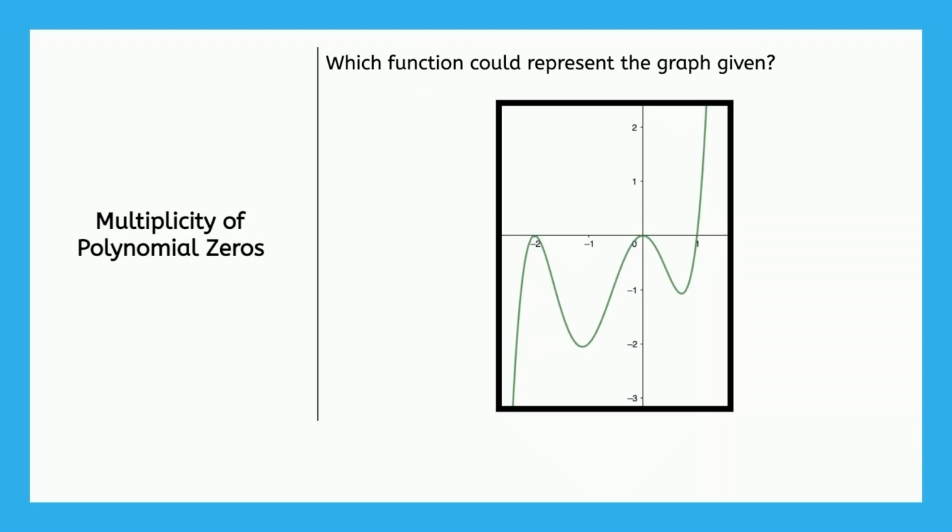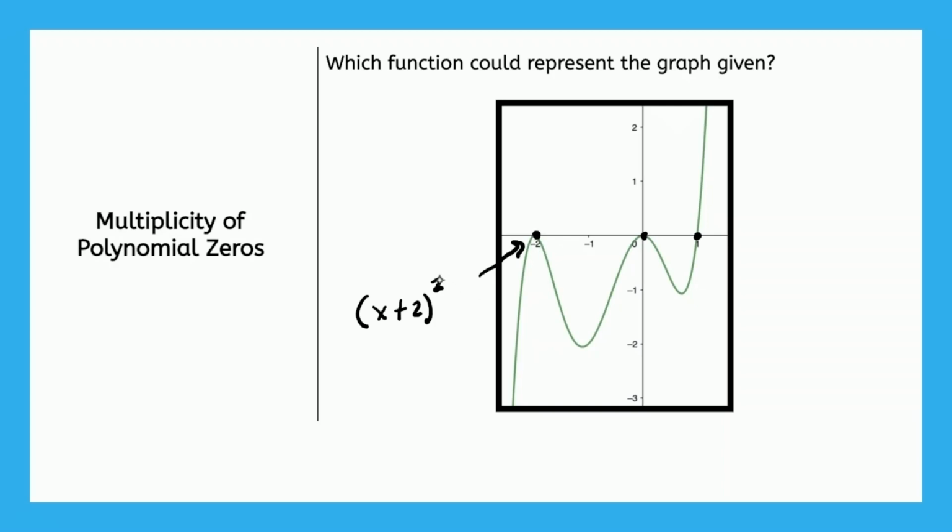Just by looking at the zeros of this graph, we can see that there's a 0 at x equals negative 2, a 0 at 0, and a 0 at positive 1. We can determine a possible factored polynomial that would give us this graph. A possible factor that would correspond to this 0 would be (x + 2) squared, because squared tells us that the graph does not cross the x-axis, but it just bounces off.